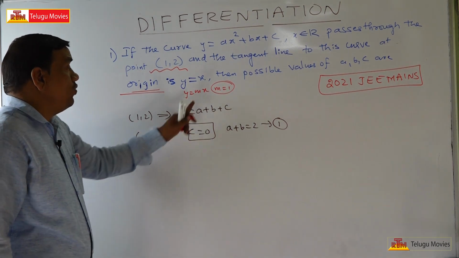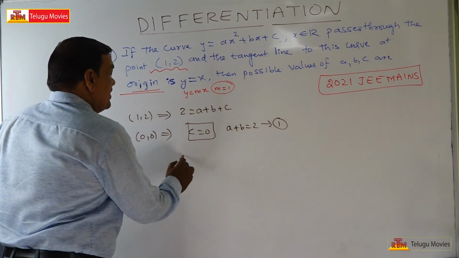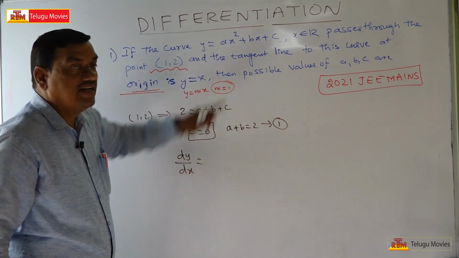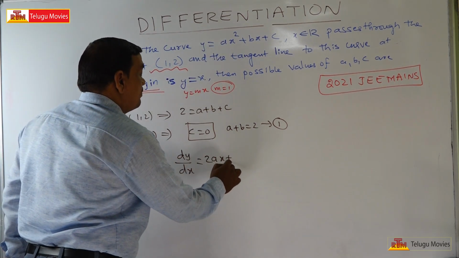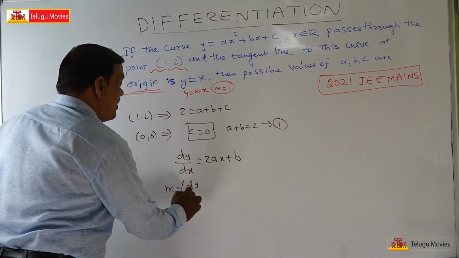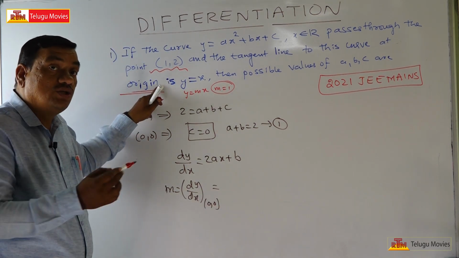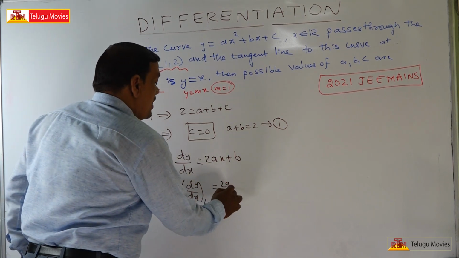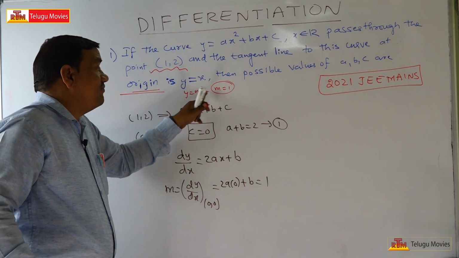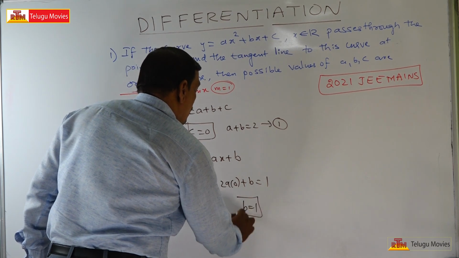Very easy. Now we have to find the slope of the tangent. How to find the slope of the tangent? Find the derivative of the given curve. dy/dx = 2ax + b. Now the slope of the tangent at the origin (0, 0) is 2a·0 + b, and this is equal to 1, since y = mx and the slope of the tangent m is 1. So this implies b = 1.